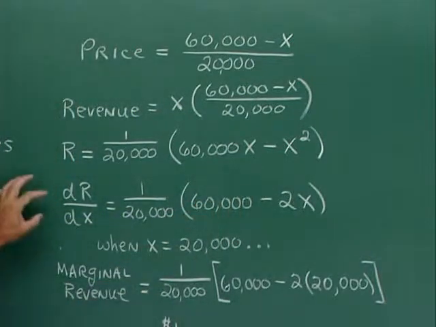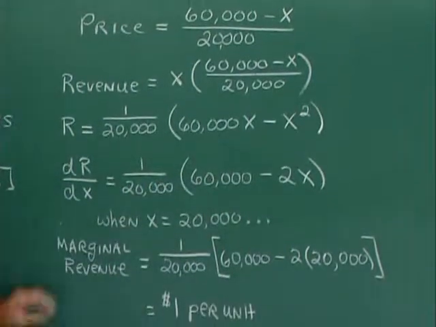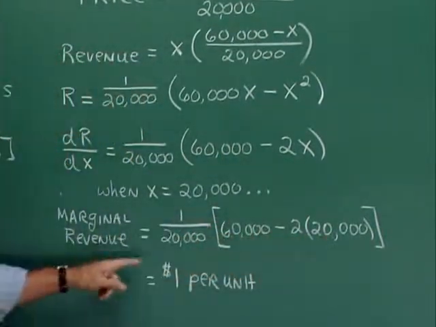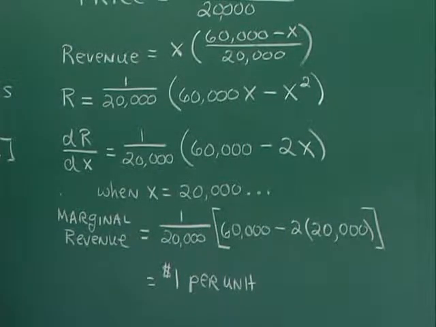And now, using that derivative function, we can find the marginal revenue at a level of X equals 20,000 just by plugging into it. So the marginal revenue is found by replacing this X with 20,000, evaluate, and we find the marginal revenue to be $1 per unit.